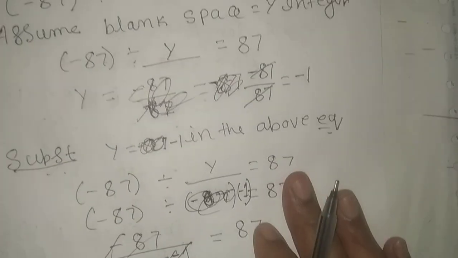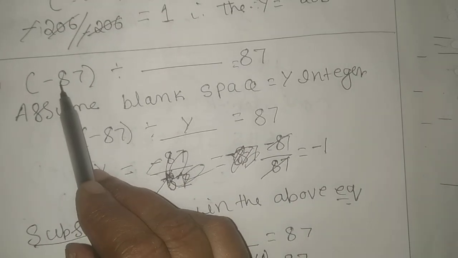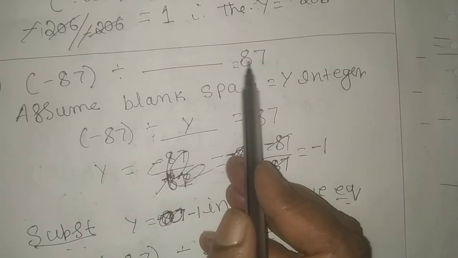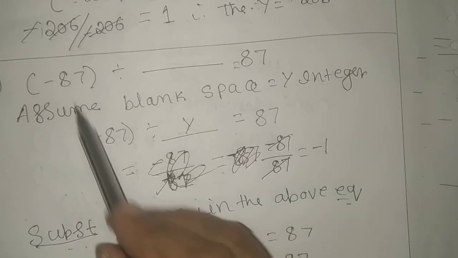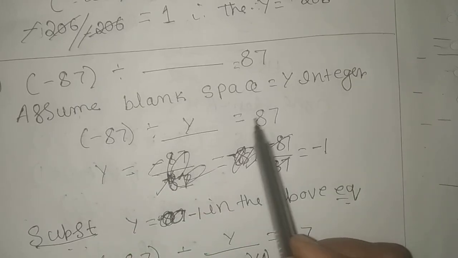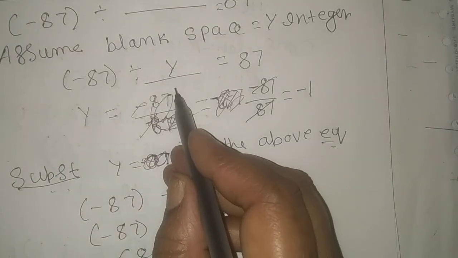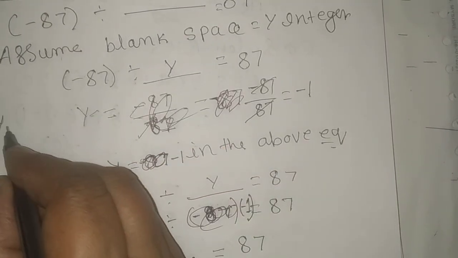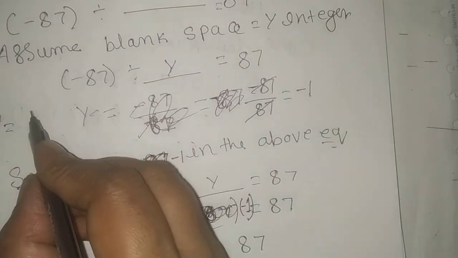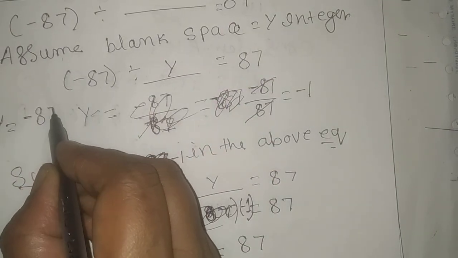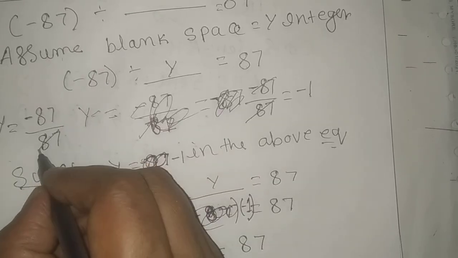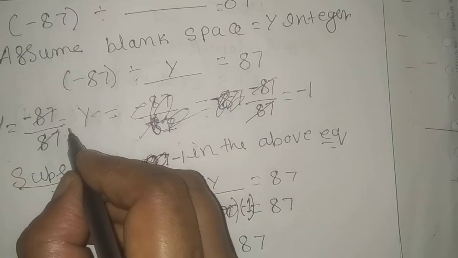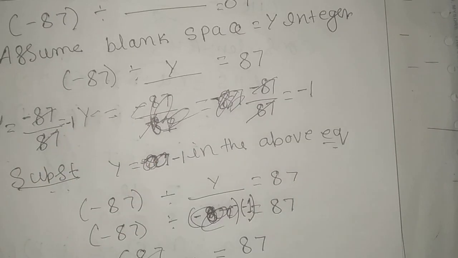So once again I will explain, because there was a mistake. Minus 87 divided by blank is equal to 87. Assume the blank space y as an integer. So we'll take the equation, substitute y, then it becomes this equation form. Then what we have to do: y is equal to, we have to get the answer as 87. Therefore minus 87 divided by 87. Cancel, cancel, you will get 1, and minus is there, then minus 1.